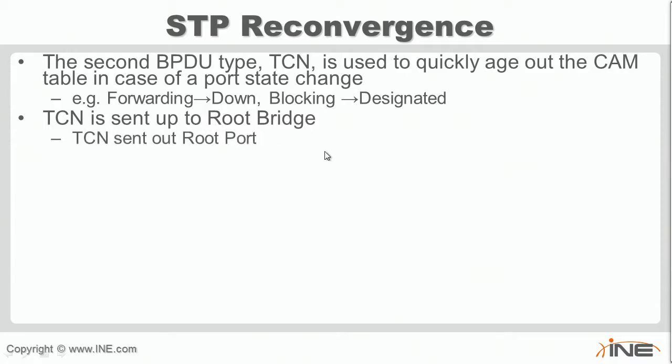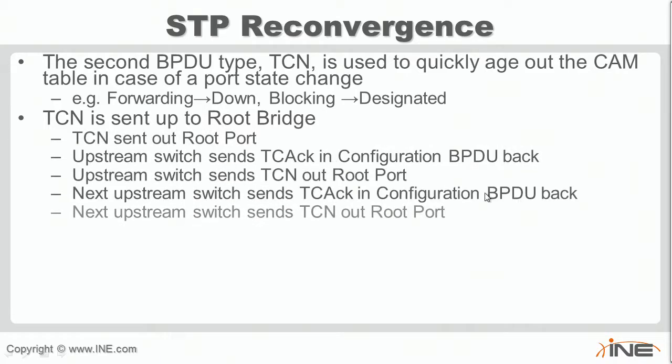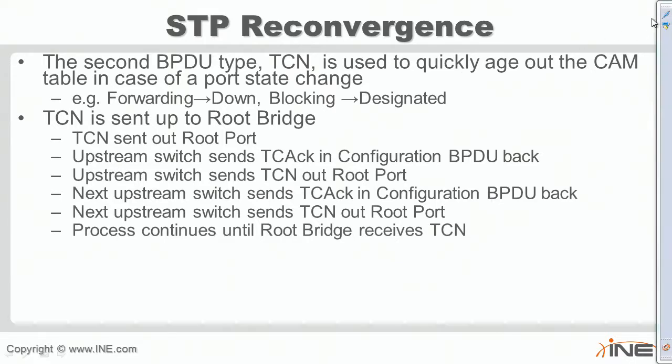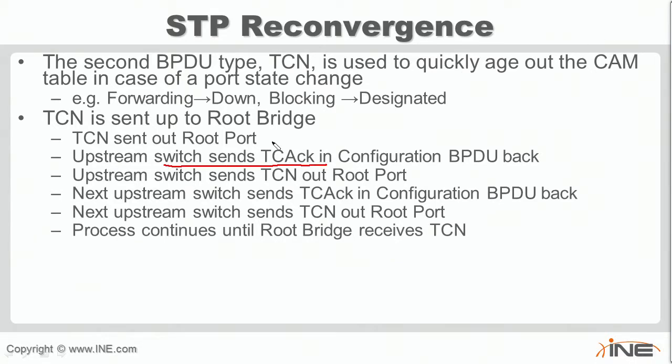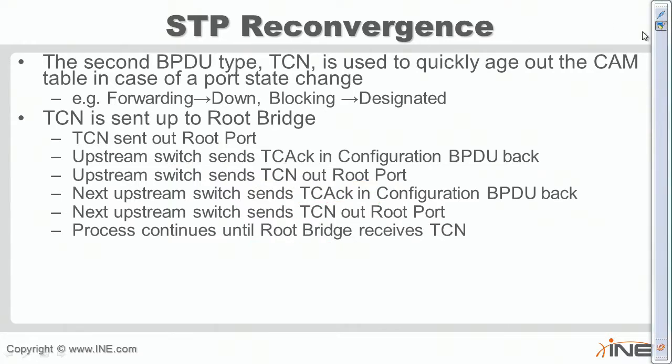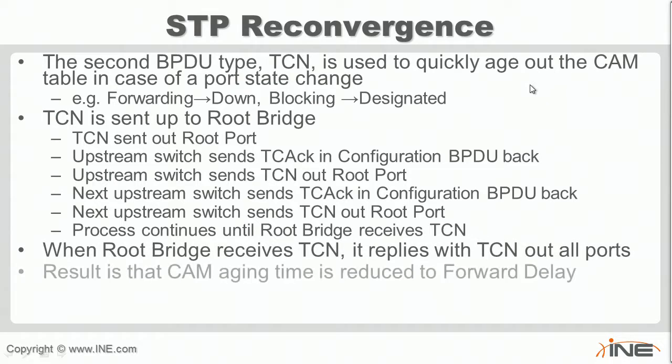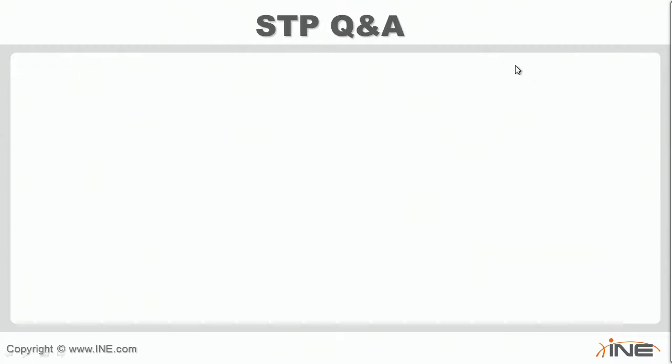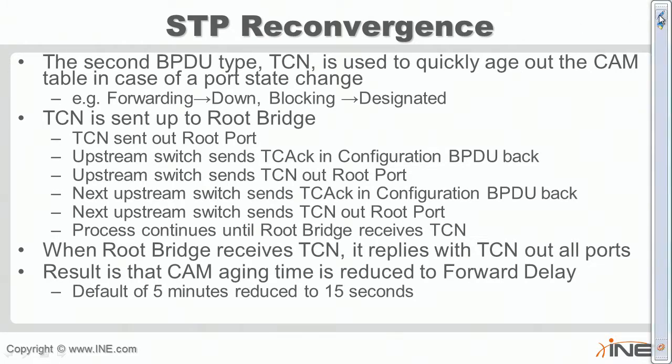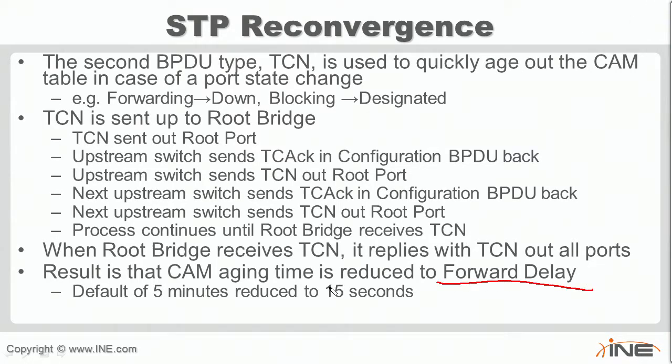So again, this is going to come from the downstream device. It goes out the root port. It goes up to the root bridge. So it goes to the next device. They send an acknowledgement. They continue to forward it out their root port. They get an acknowledgement. It's going to go up and up and up until it finally reaches the root bridge. The root bridge is then going to tell the other switches to try to age out their MAC address tables. And actually, I'm sorry, it doesn't set it to the max age. It sets it to the forwarding delay, which is 15 seconds, not 20 seconds. But the key is that you're changing it from a larger value to a smaller value to try to flush out the old information.